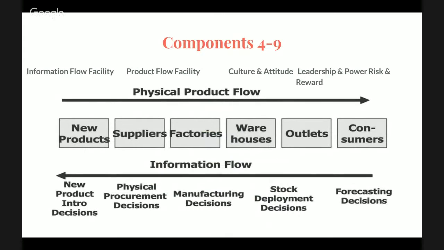The last 5 components are information flow facility, product flow facility, culture and attitude, leadership and power, and finally risk and reward. The physical product flow involves the steps I previously supplied, and then the information flow involves the transfer of decisions and ideas among an organization.